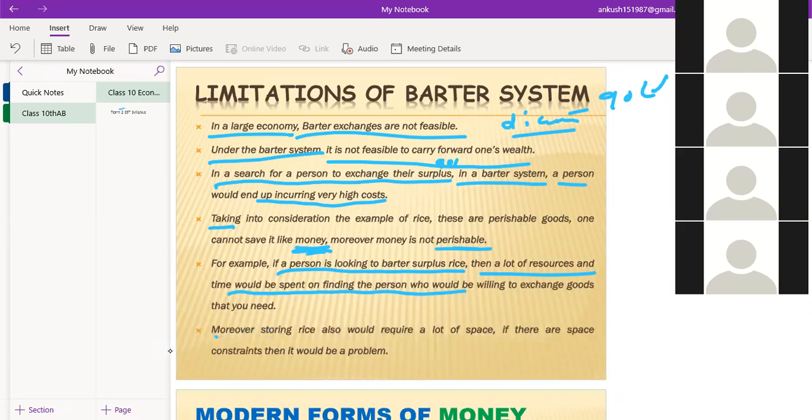Moreover, storing rice also would require a lot of space. If there are space constraints, then it would be a problem. If it covers too much space, then there would be the problem. Okay, understood? Understood till now?